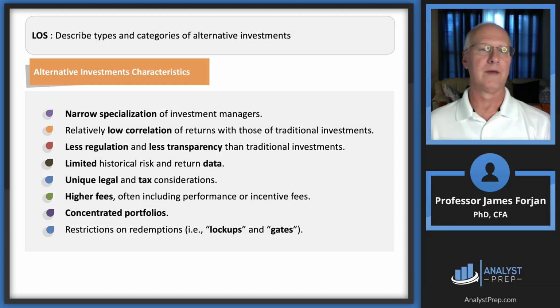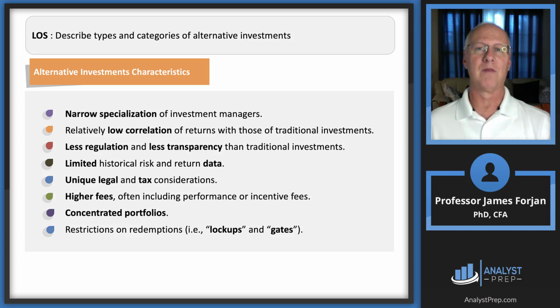And of course, all you have to do is go to Yahoo Finance and type in a company like Johnson & Johnson, and you can get the historical daily stock prices going back thousands of years if J&J had been around that long, but not so with alternative investments. Limited historical risk and return data. So we need to figure out how to manage those limitations. And then unique legal and tax considerations. That probably makes sense there. Higher fees. That's super important, especially when it comes to hedge funds.